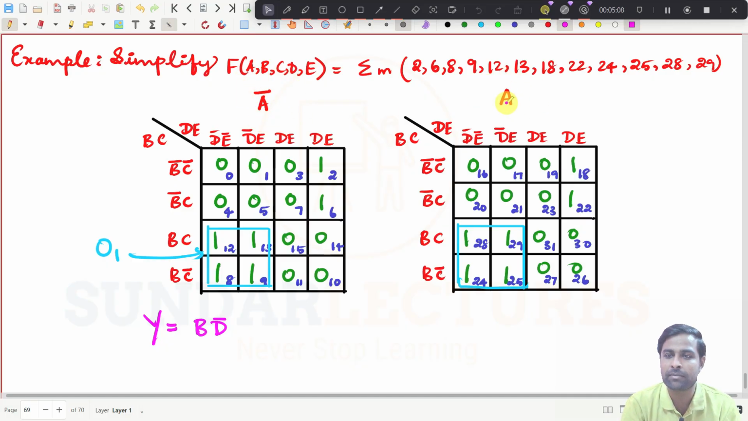Is there any common term in A bar and A? No, right? No common term will come, because this is a different one, and this is a different one, and this is the final answer. Try to understand. This is the final answer.